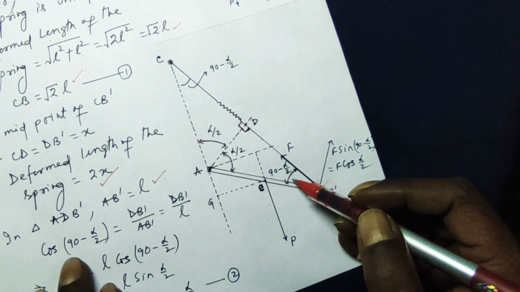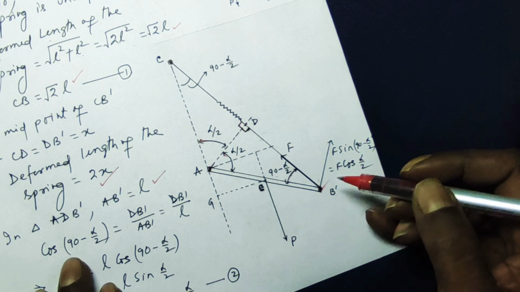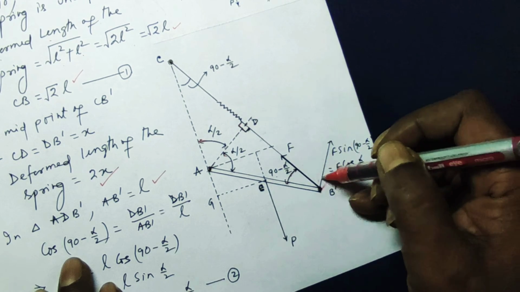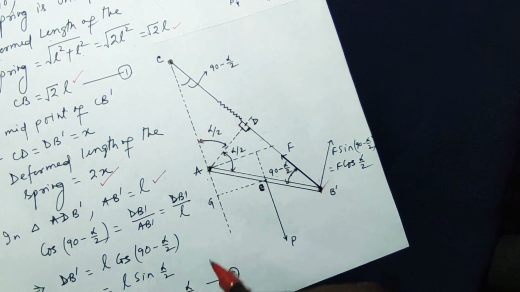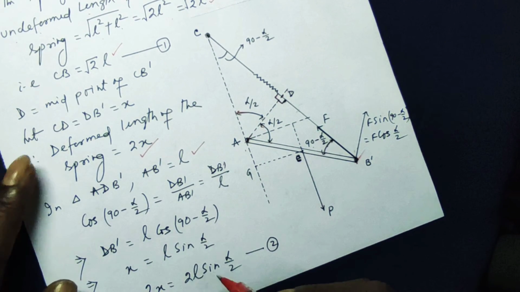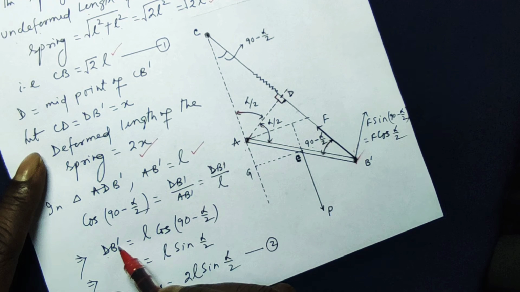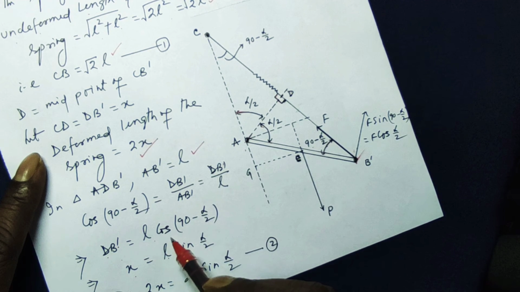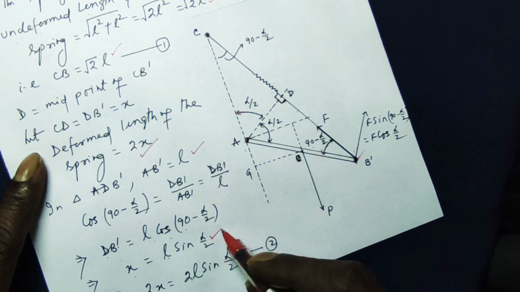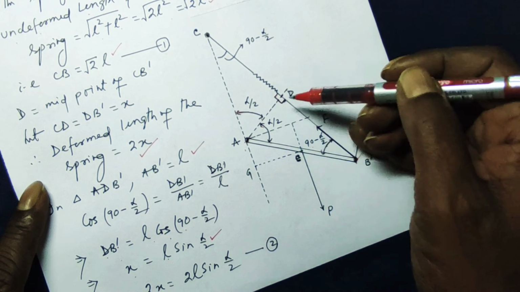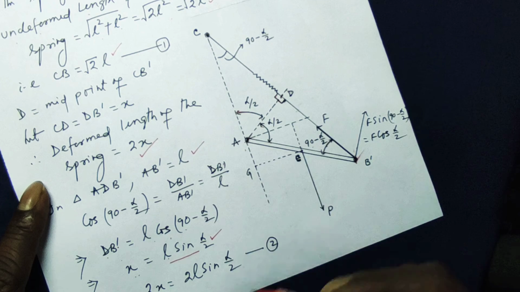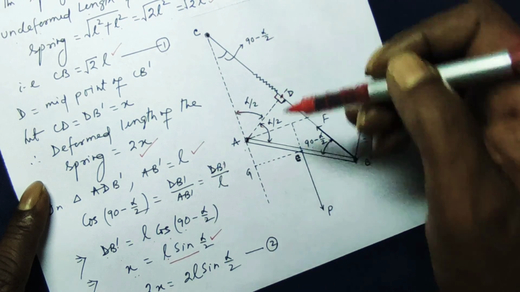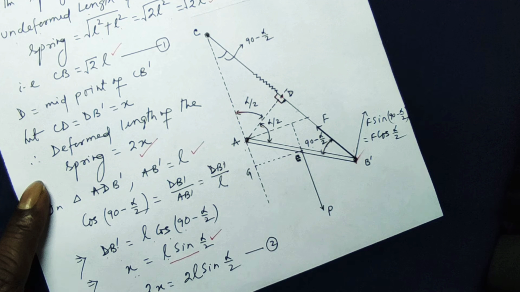So now if you take cos of 90 minus alpha by 2, it will be base over hypotenuse, that is dB dash over the hypotenuse AB dash, which is equal to dB dash over L. If you cross multiply, your dB dash, which I have taken as X, is equal to L times cos of 90 minus alpha by 2, that is sin alpha by 2. So from this point to this point, the length X is equal to L times sin alpha by 2. The length from C to D will also be L times sin alpha by 2.